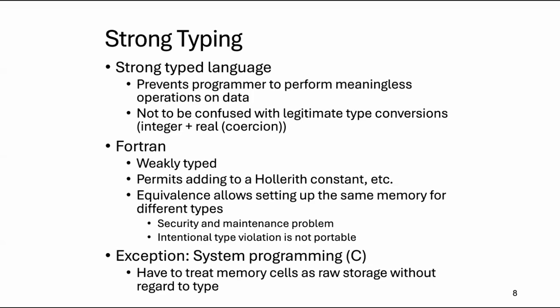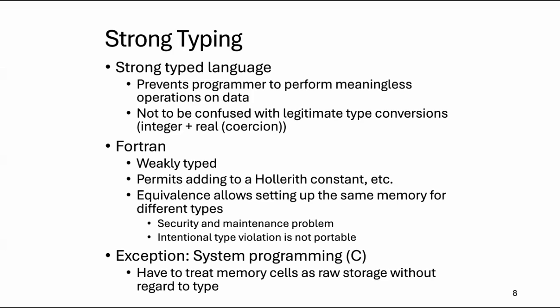In Fortran, that's different. Let me remind you a little bit of Fortran. Fortran was a weakly typed language, and it permitted things like Hollerith constants, if you remember when we talked about strings. And when we had EQUIVALENCE, it allowed the same memory location to be used to store different data types. So one procedure is using that memory block as an integer, and another is using it as a real. That was allowed in Fortran, and that's not allowed anymore in Algol.